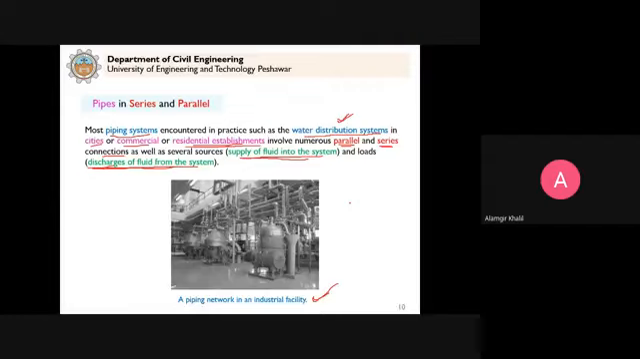Because before this, all the pipe flow problems that we studied so far were single pipe flow problems, where the flow occurs in only one pipe, for example connecting two reservoirs. We studied only such type of problems so far. Now, in this topic, we will study different pipes connected in series or in parallel, and how we proceed to do the analysis of such pipe systems.